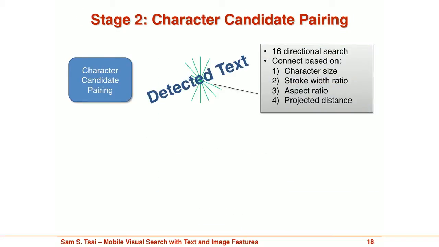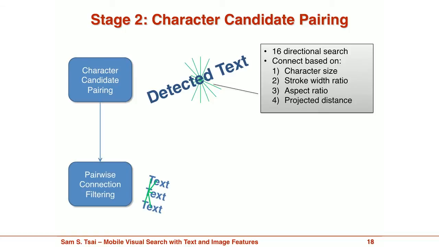In the second stage, for each character candidate, we look in 16 different directions and try to pair them together. For each pair, we look at their character size, stroke widths, aspect ratios, and projected distance. Characters on a text line will be of similar font, and these properties will be similar. Then, we go on to the next step of filtering these pairwise connections.